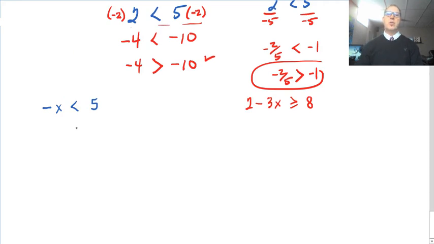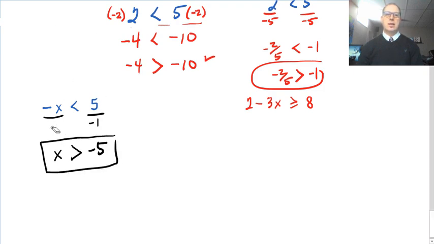Remember, when solving an inequality, it's really the same as an equation, except for when we divide or multiply by a negative. So what happens here? This becomes x when I divide both sides by negative 1. If I flip the sign, then this is absolutely true.